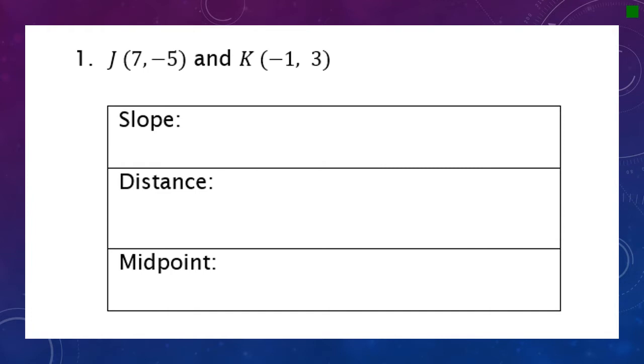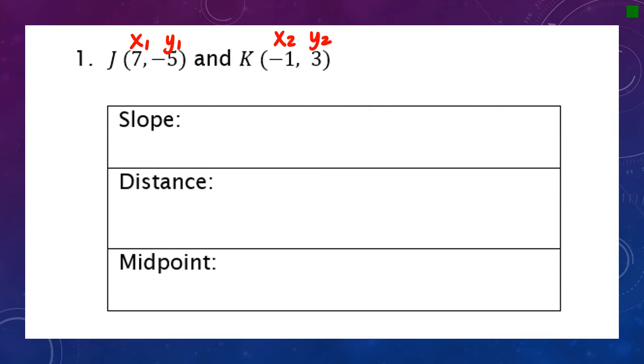We're going to calculate the slope, distance, and midpoint of these 2 points, J and K. So the first thing I like to do is label my points. I'm going to label the first point x1, y1, and the second point x2, y2. It does not matter which point is the ones and which point is the twos. You'll get the same answer either way.